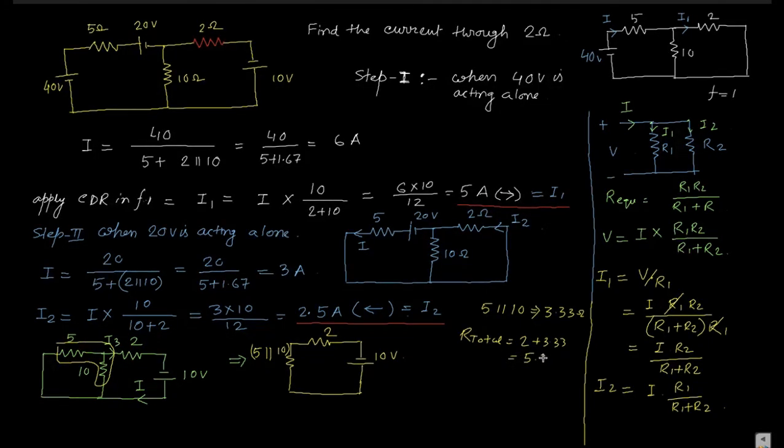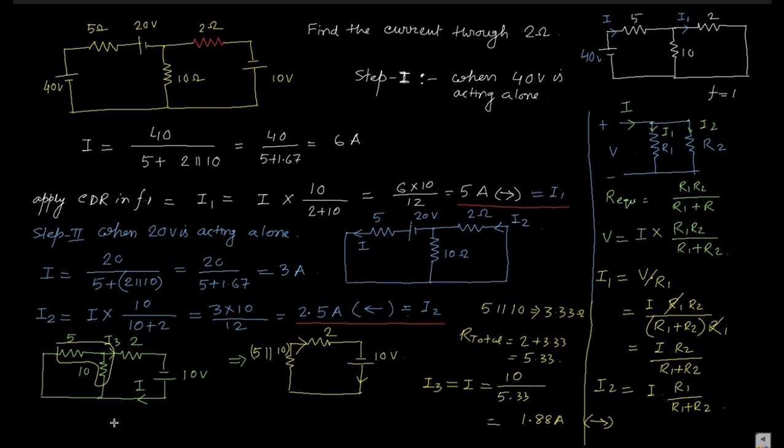So the total resistance R total over here is equal to 2 plus 3.33, which is 5.33. Now what is the current? I3 is equal to I, which is 10 divided by 5.33. It comes to 1.88 ampere, and the direction of the current is in this direction, so the direction of the current is like this.